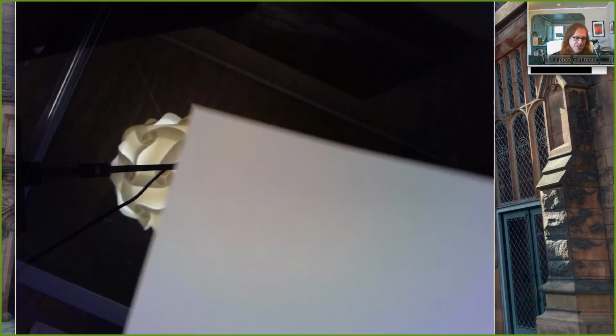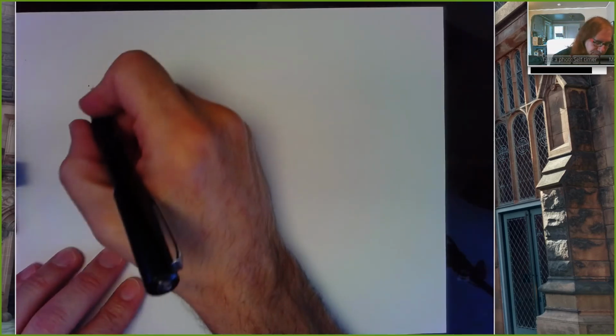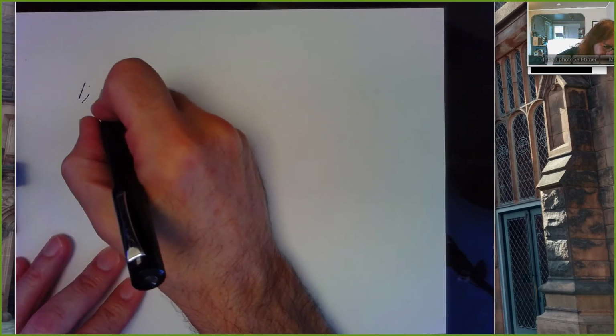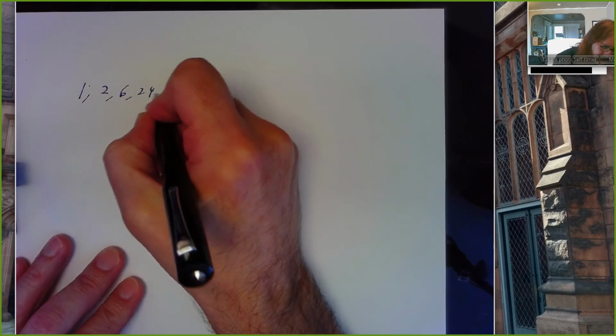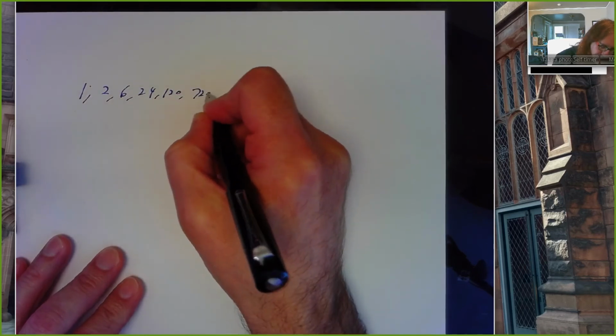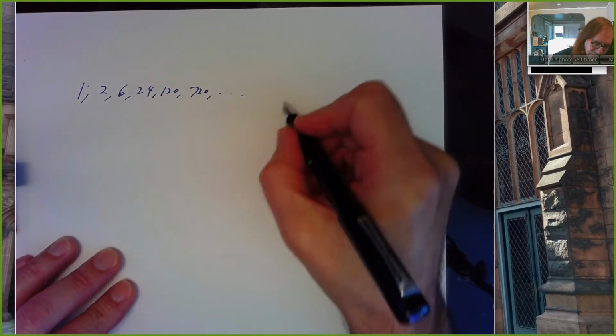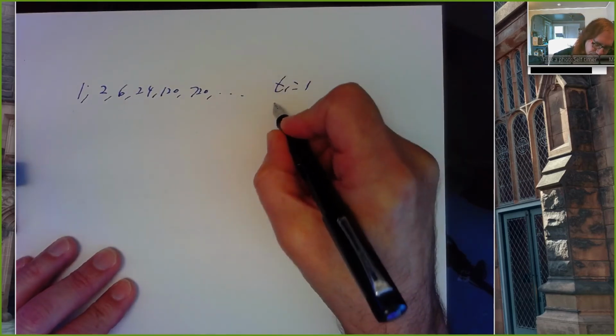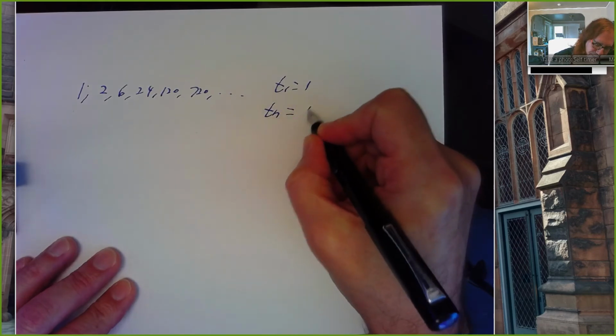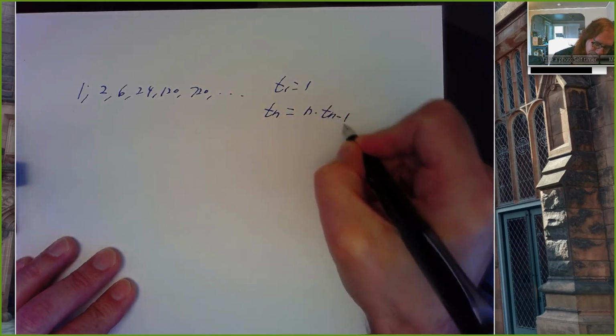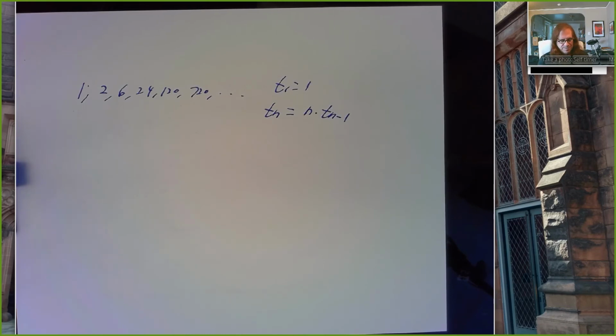And we can use recurrence relations for lots of things. If we look at the sequence of factorials, we could define that as term 1 is equal to 1, term n is equal to n times term n minus 1. That's a recurrence relation that describes factorials.